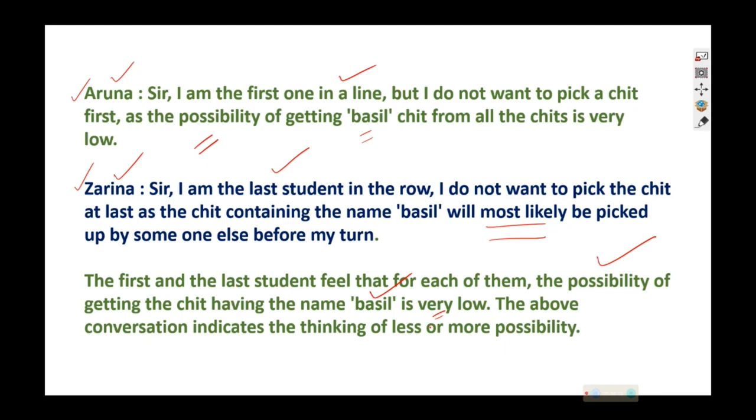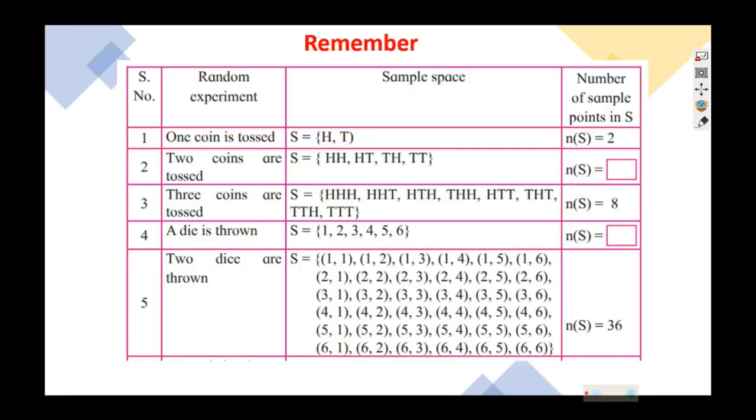Why? Because the first student feels that there are 40 chits, a number for your example, and उसके अंदर से बेसिल मिलना मुश्किल है. The last one, Zarina, feels only one chit is there, वही बेसिल होने का चांस बहुत कम है. So we are talking about less or more possibilities, which is talking about what is the chance of getting, what is the possibility of getting. That is the question here, and how can we mathematically approach this situation.